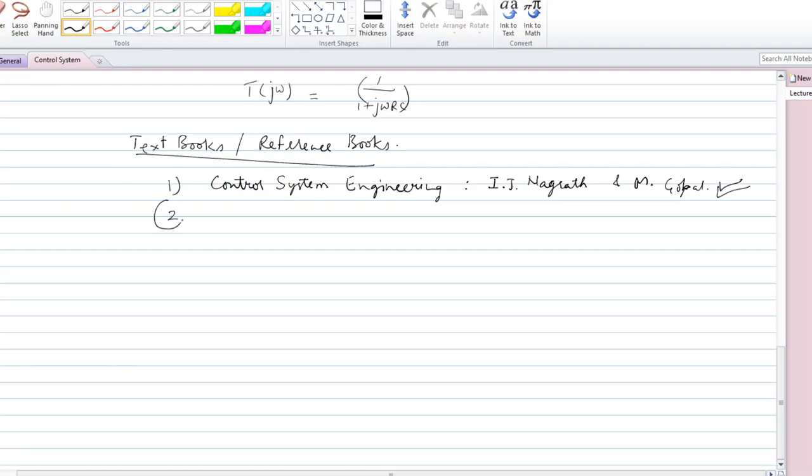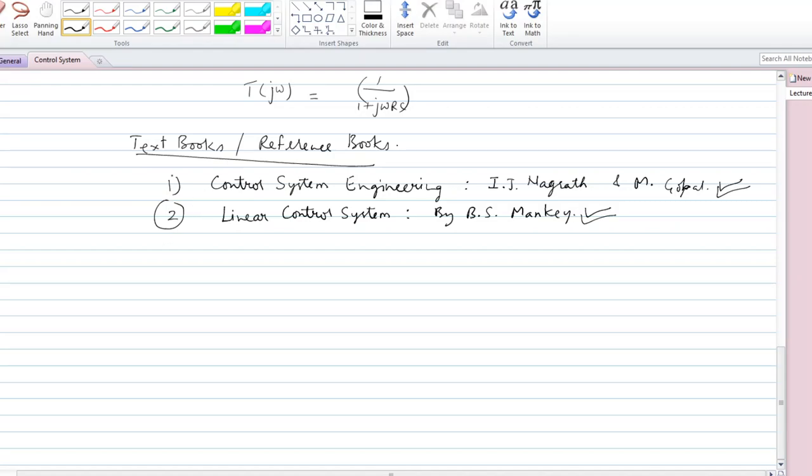Second, we will follow the book Linear Control System by B.S. Manke. Okay, you can use this book for numerical purposes.